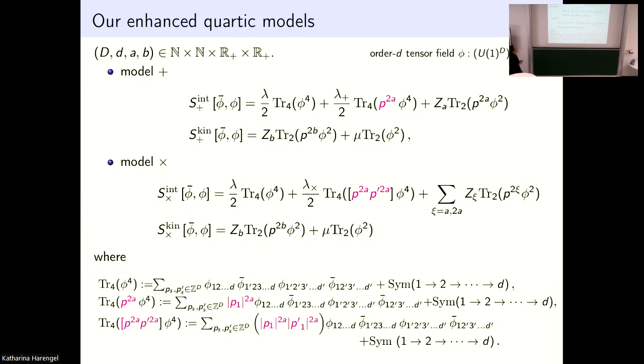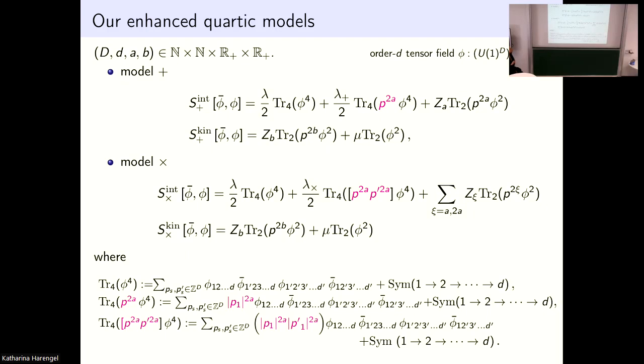Okay, so our enhanced models are spanned by these 4 parameters, where the big D is this D copies of U(1), and then the little d is the order of tensors, and then a is, as you can see, associated with the enhanced interactions, and then b is basically the power of the propagator.